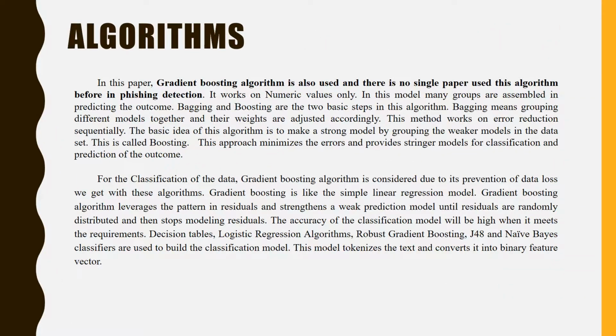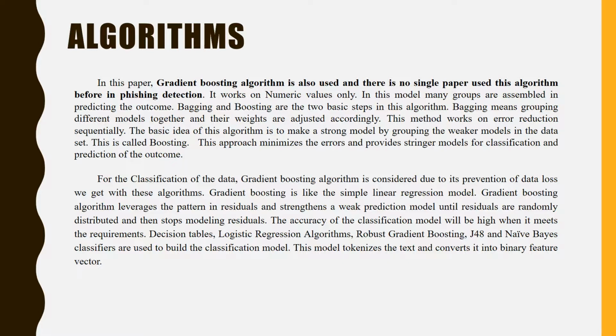Over the past few years, there were so many algorithms used by the researchers, but none of the algorithms were sufficient or efficient enough to detect the phishing attack to the full extent. So in this paper, I've chosen gradient boosting algorithm, which was never used before by any researcher. So there's no single paper used this algorithm before in phishing detection. It works on numeric values only. In this model, many groups are assembled in predicting the outcome.